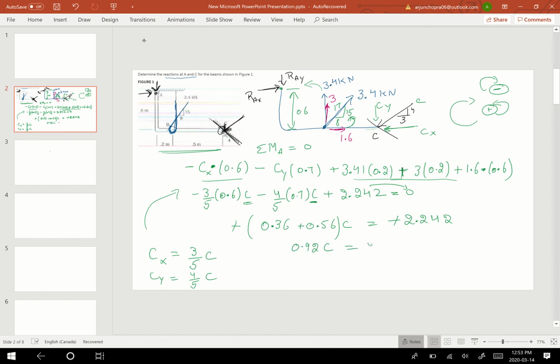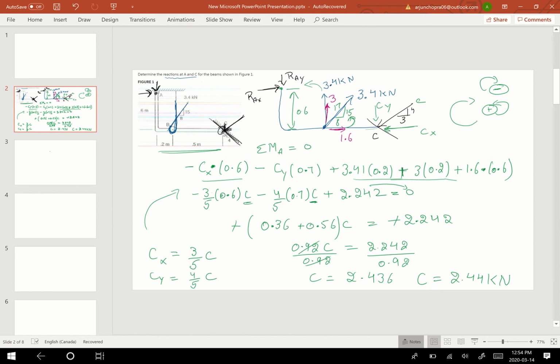C equal to 2.242, dividing both sides by 0.92, and C value comes out to be 2.242 divided by 0.92, which comes out to be 2.436. I can write it as C equal to 2.44, and the units will be kilonewton. So I figured out the C value.